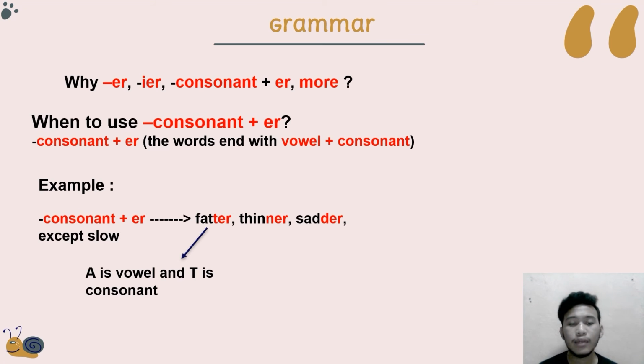And we take a look at another example. We have thinner. I is a vowel and N is a consonant. So if you want to use the comparative adjective for this word, we need to use one more consonant, which is N, plus er. Okay, that's all we need to know about consonant plus er.